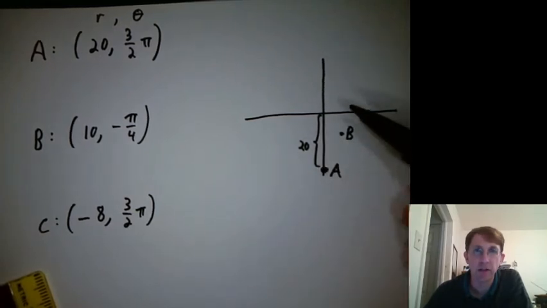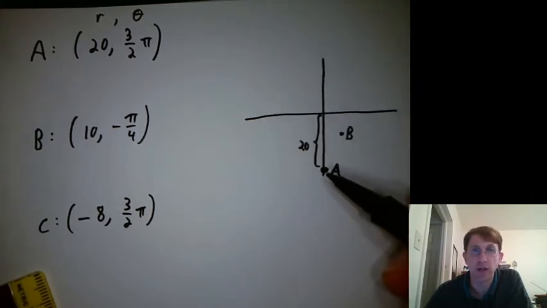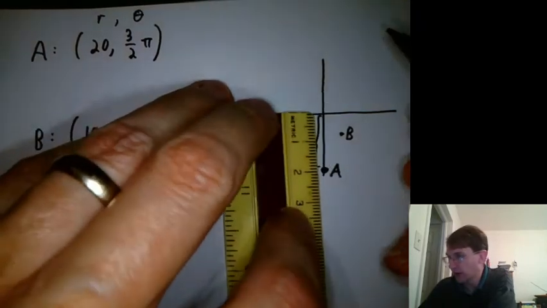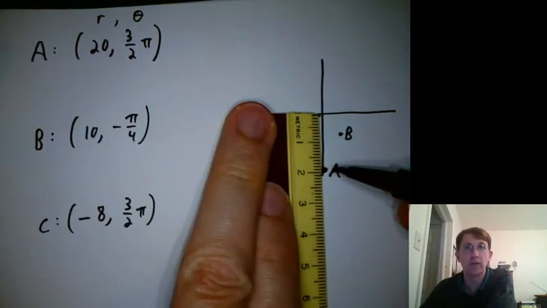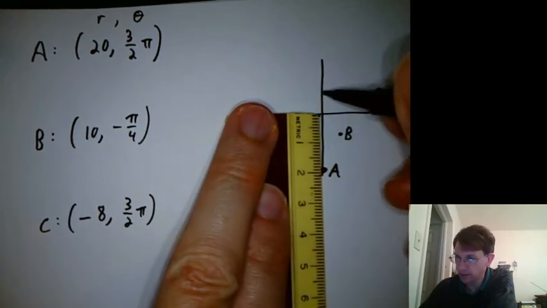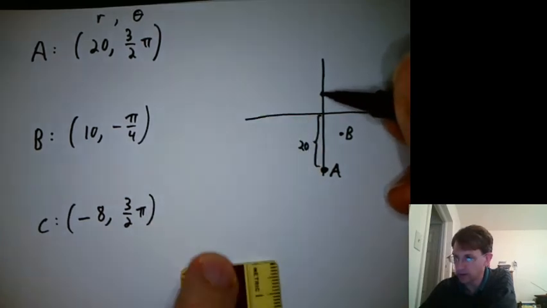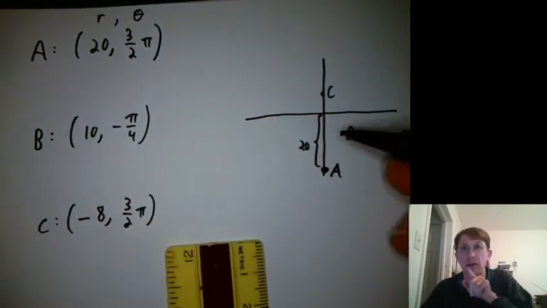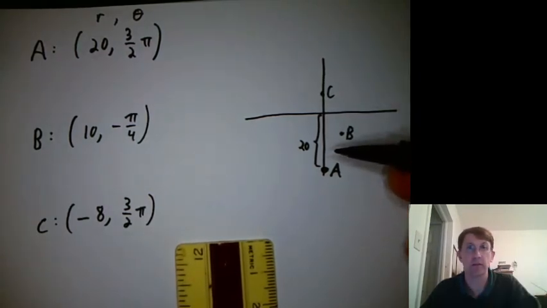And then how about C? This one gets tricky. We're going 3 pi over 2, so we're going 270 degrees around, you could say. But then, how many millimeters are we going in that direction? We are going -8 millimeters, so we're actually going up this way. So something at around 8 millimeters, going the opposite way of the ray that we just found the direction of.